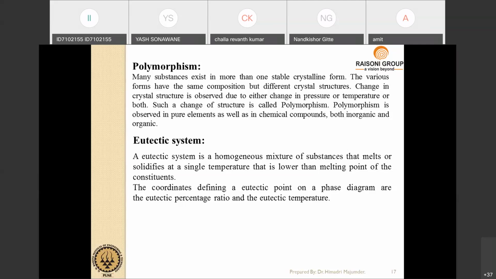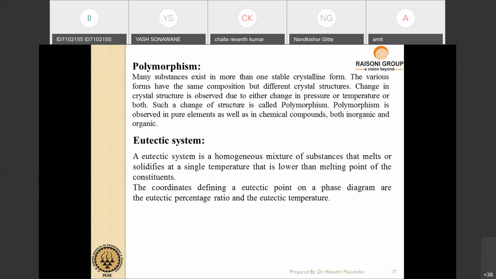If you talk about a solution, all solutions are homogeneous because the dissolved material is present in the same amount throughout the solution.